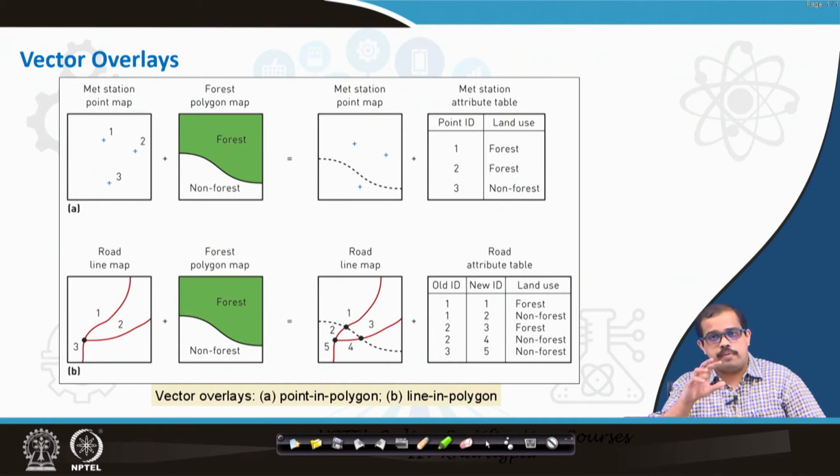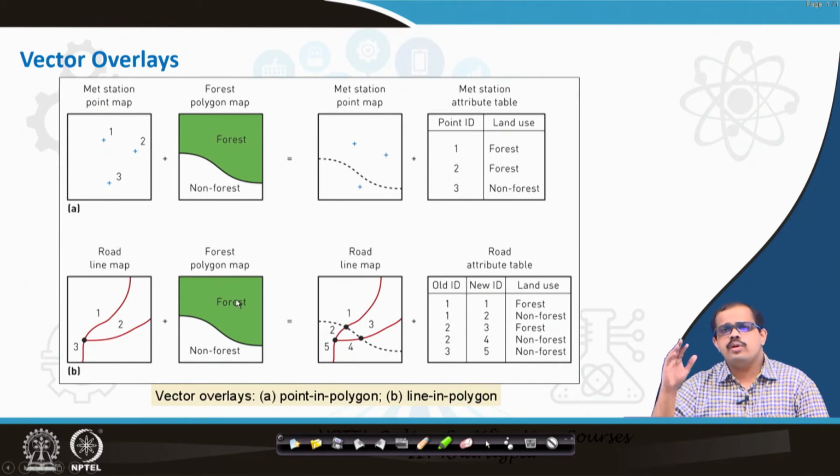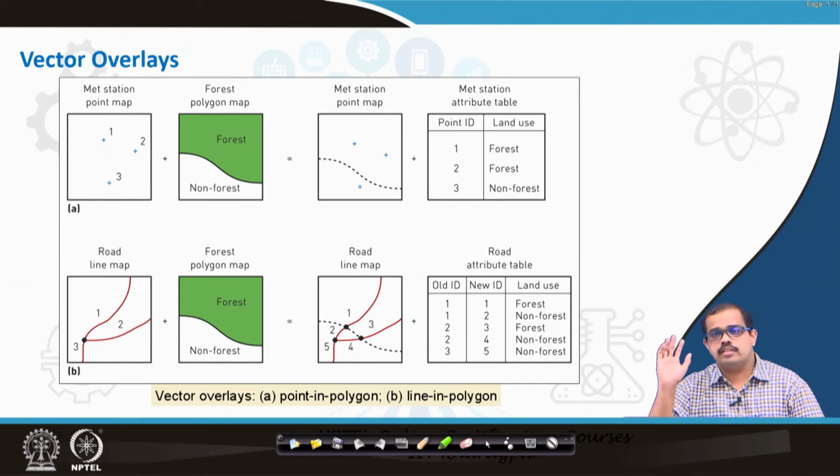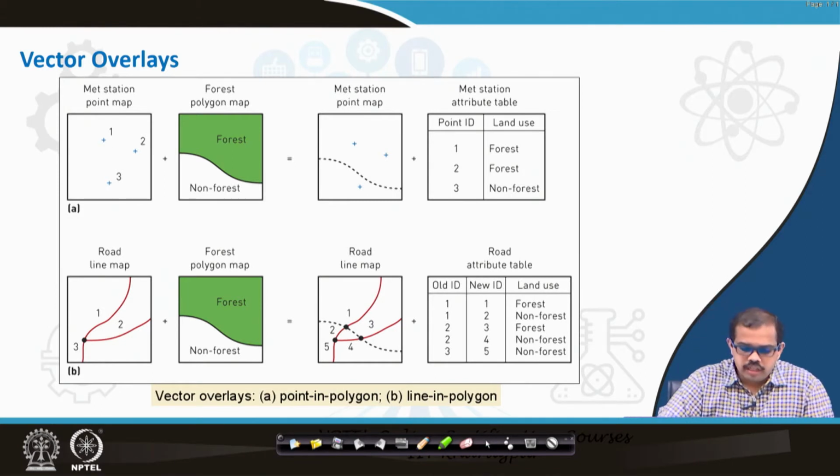Then you have a road map. Once you have a road map, which is a line, then you have a forest, non-forest area which is probably mostly polygons. Now, I overlay one on another. So, now I know where actually it is crisscrossing each other.